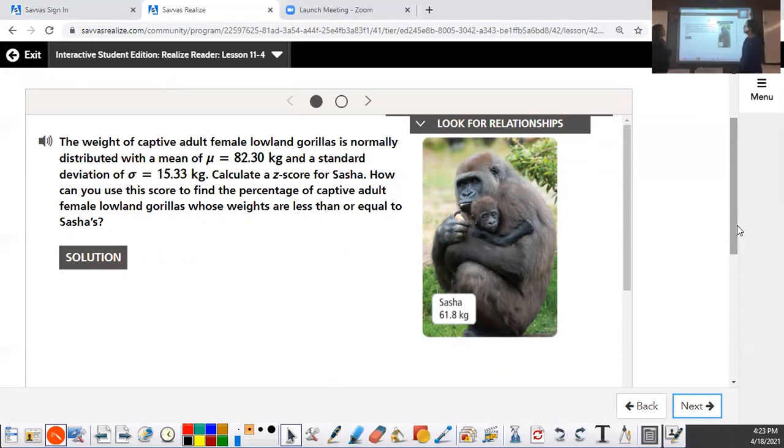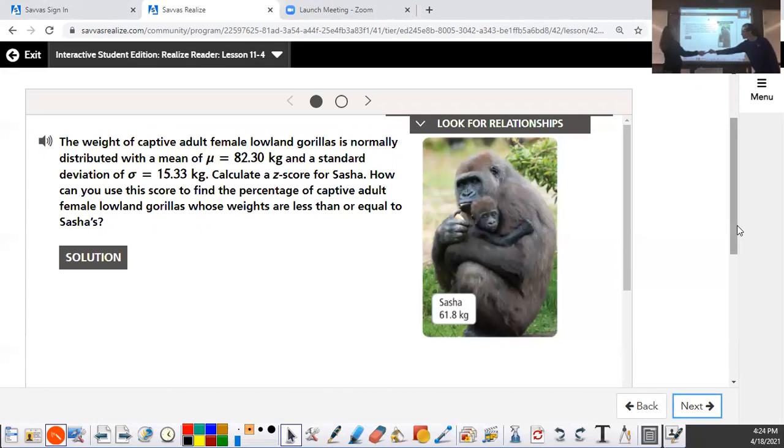Very similar. Okay, the weight of a captive adult female lowland gorilla is normally distributed with a mean of 82.3 and a standard deviation of 15.33. Calculate a z-score for Sasha. How can you use this score to find the percentage of captive adult female lowland gorillas whose weights are less than or equal to hers?